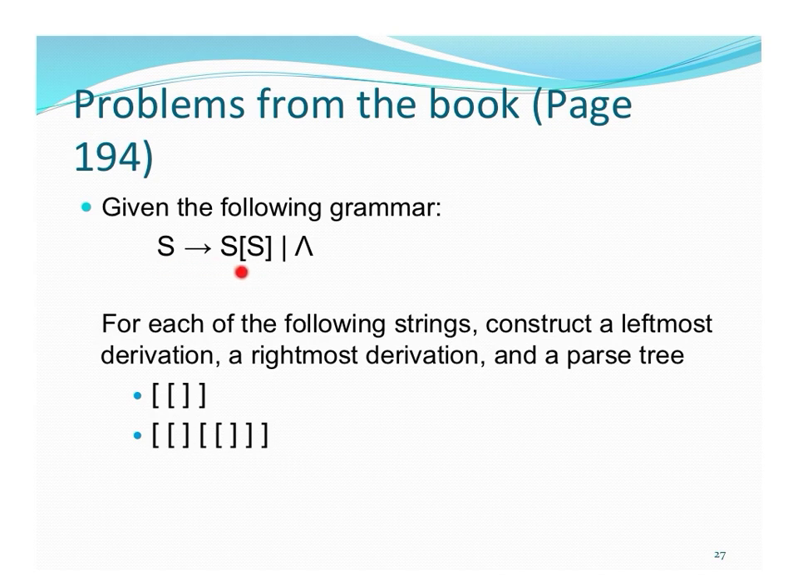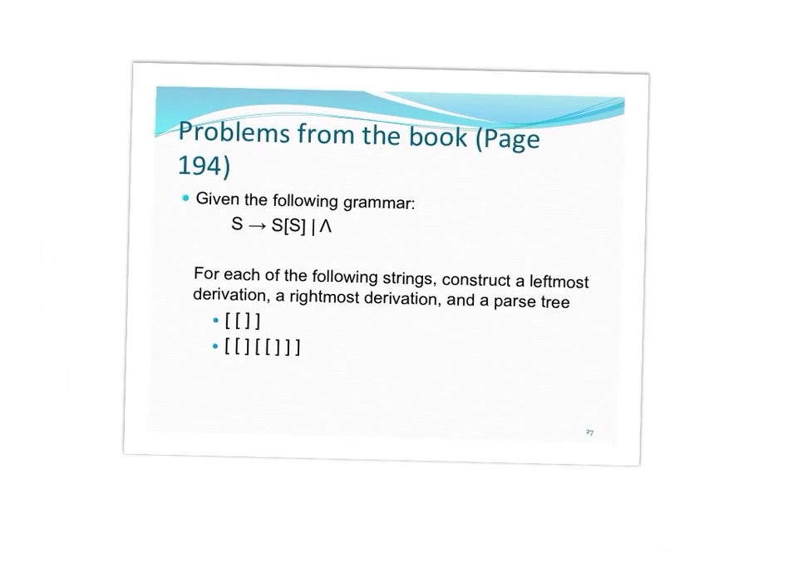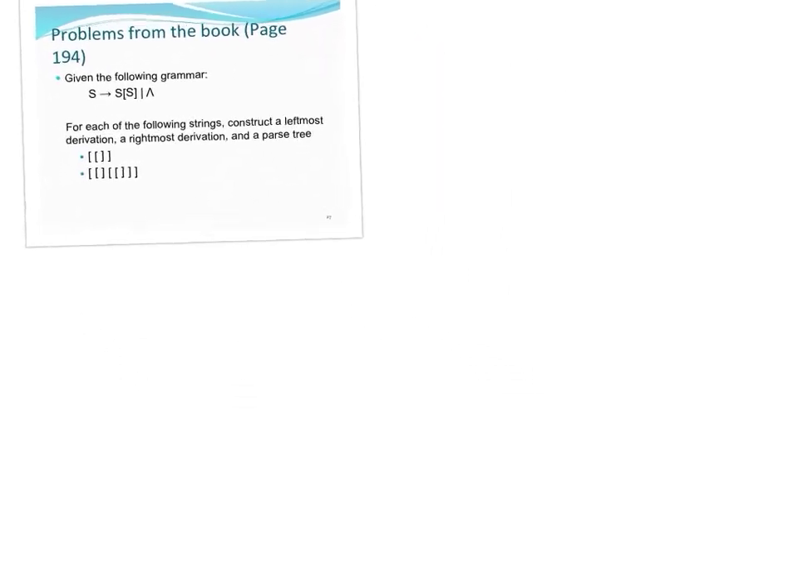And S can either go to lambda or, instead of having strings S followed by square brackets, come with an S inside. What I want to do is, for each of the following strings, construct a leftmost derivation, a rightmost derivation, and a parse tree. A to the N, B to the M, C to the N first, and then B to the M, A to the N.